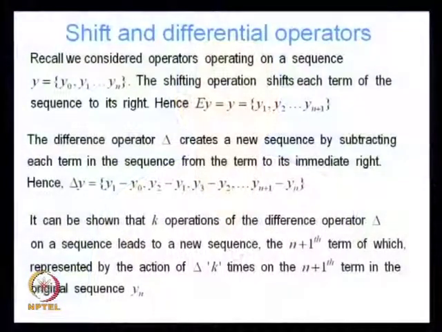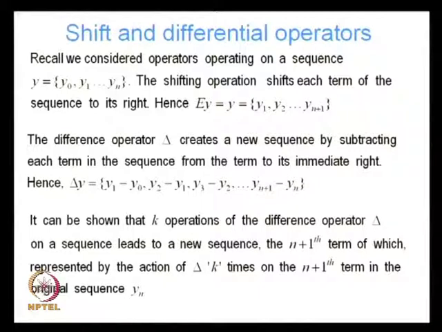Lecture 27 of our series on numerical methods in civil engineering, we will continue with our discussion on differential operators. Recall we considered operators operating on a sequence y equal to y0, y1 through yn, and we defined two operators. We defined the shifting operator, which we denoted as E, and which operates on each term of the sequence and shifts each term to the right.